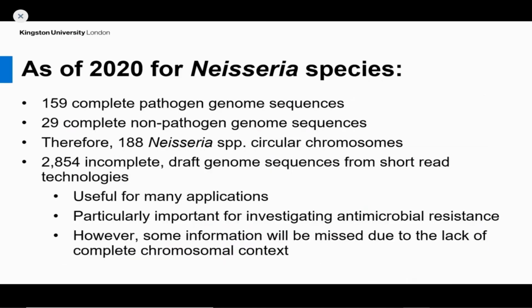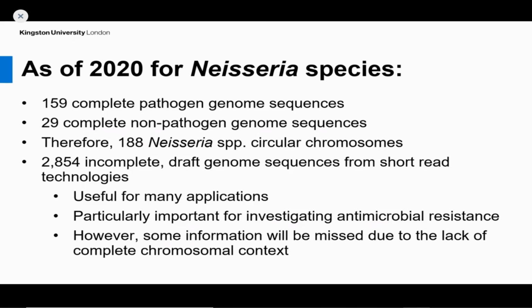But of course, most of the genome sequences that we're looking at aren't complete circular chromosomes. As of 2020, for the Neisseria species, there are 159 complete pathogen genome sequences and only 29 complete non-pathogen genome sequences. So therefore, there's 188 Neisseria species circular chromosomes. So far more than when we did our analysis, and there were only 3 gonococcal genome sequences that were complete circles. But in contrast, there's 2,854 incomplete draft genome sequences as a result of short-read technologies.